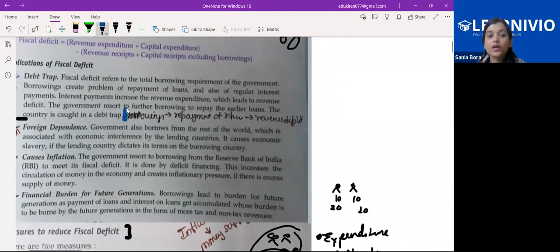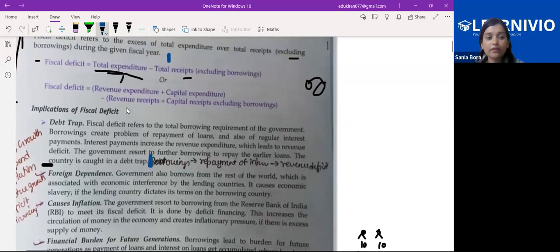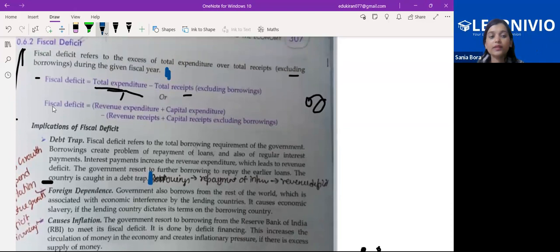Yes. Got it? So now the government has to borrow just to pay the earlier loans. And this is how the country is trapped in a debt trap. You will first write the definition of fiscal deficit till here. Then you will write the implication, just the debt trap. Then I'll tell the second and third.